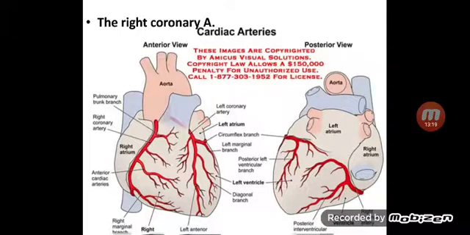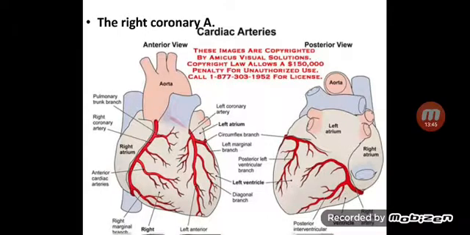Then we have the marginal branch. This is the largest, as its name suggests, marginal. It runs along the margin of the anterior surface downward to reach the apex. So we have anterior ventricular branches, two or three in number, supplying the anterior surface of the ventricle, and we have the marginal branch supplying the lower margin of the anterior surface.